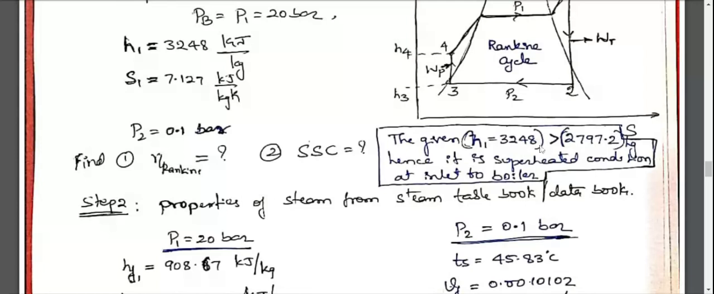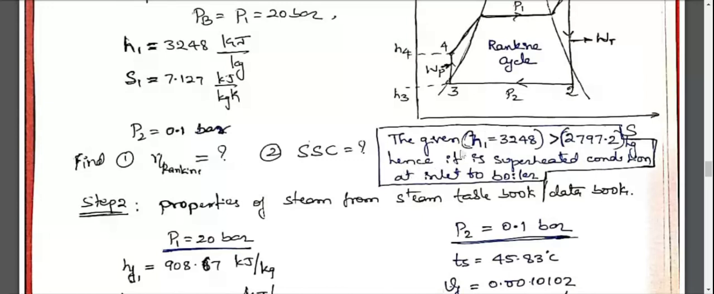3248. Understood? The minimum value of heat required is 2797.2 to convert water to dry steam. But in the numerical, the given condition is 3248. So extra heat he has supplied. Okay, 400 to 500 extra heat he has supplied to the boiler at 20 bar, so that the steam will become from dry steam to superheated steam. That is the reason it is a superheated condition numerical.